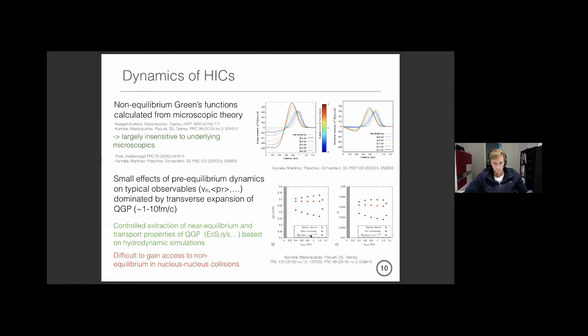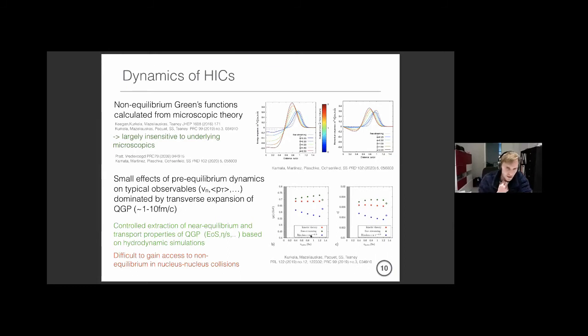And so generally this is of course to be expected, right? Because you're dealing with this sort of short one Fermi stage at the very beginning of the collision. And so this is both good news and bad news, right? Because on the one hand, you can say that the fact that this pre-equilibrium stage is perhaps not so important for observables is nice because it allows for controlled extraction of near equilibrium and transport properties of the QGP based on hydrodynamic simulations. However, this is also bad news from the point of view that it gets hard to get access to non-equilibrium dynamics from experiments.